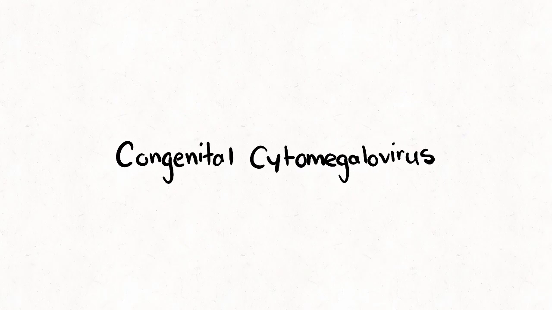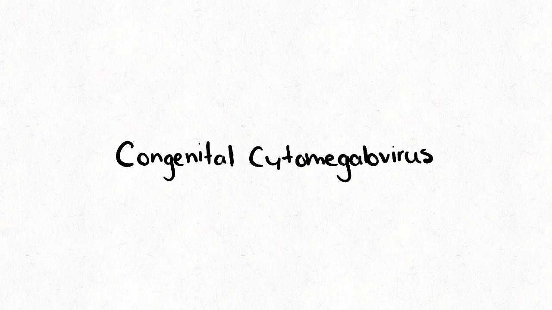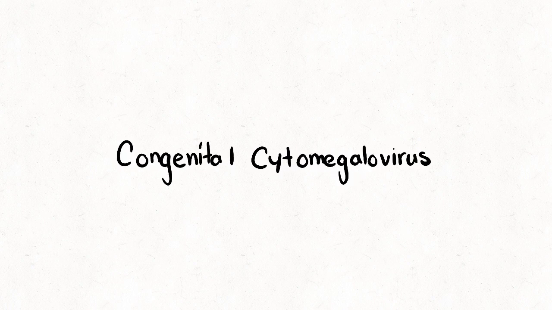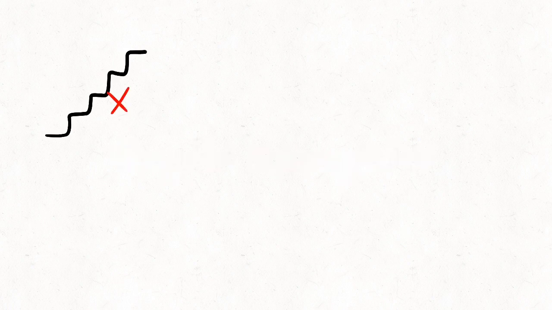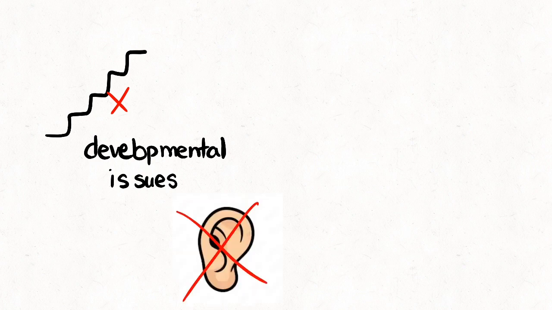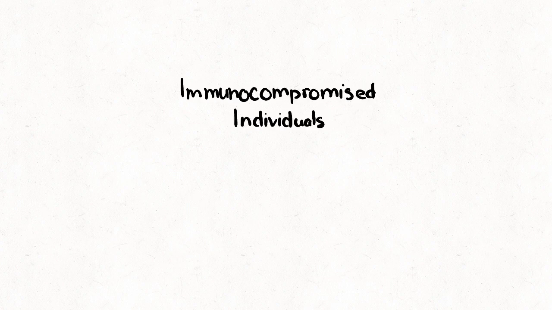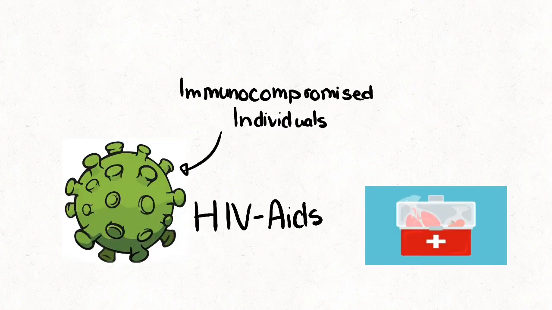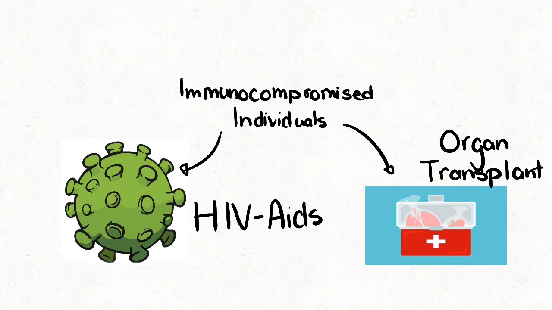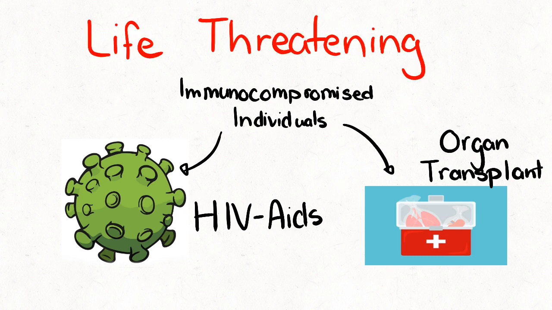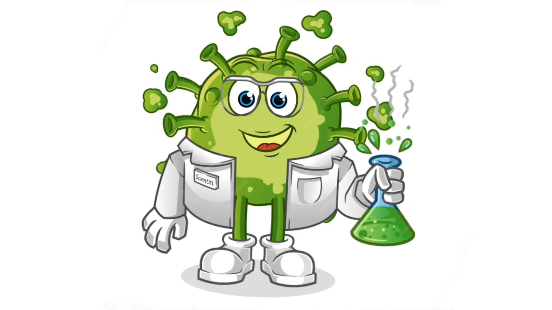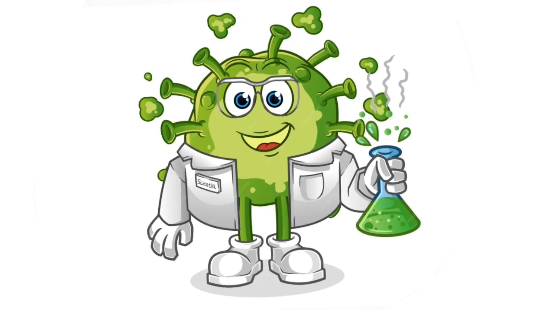So in newborns, HCMV infection can actually lead to a condition known as congenital cytomegalovirus, which can result in things like developmental issues, hearing loss, vision loss, and even microcephaly, among other long-term health problems. In immunocompromised individuals, such as those with HIV or those undergoing an organ transplant, HCMV can actually cause severe and potentially life-threatening complications. So it seems like HCMV is a significant concern in specific vulnerable populations.